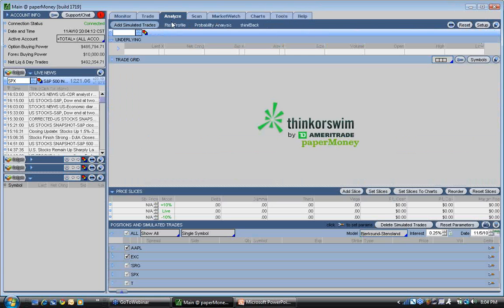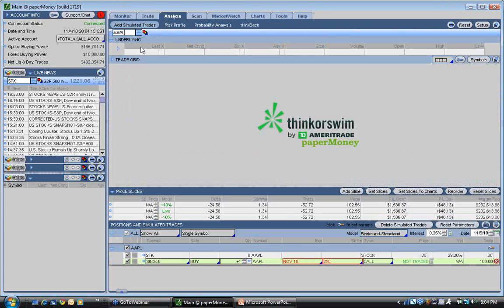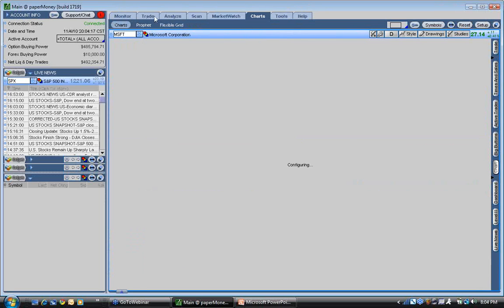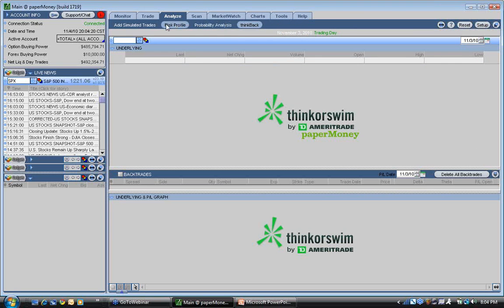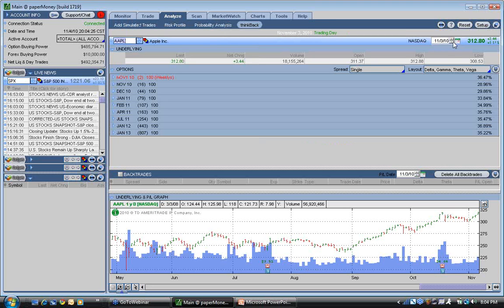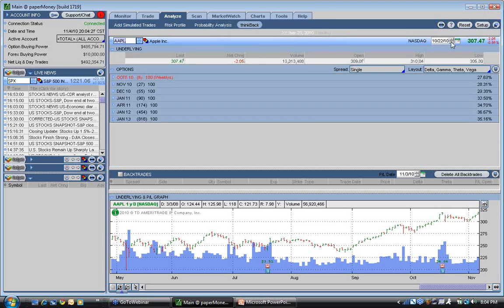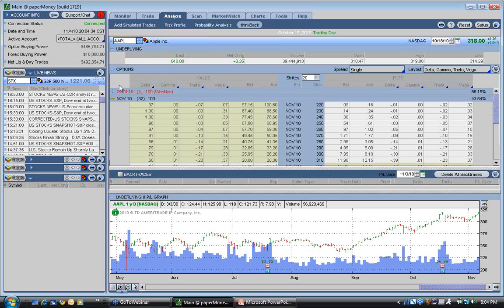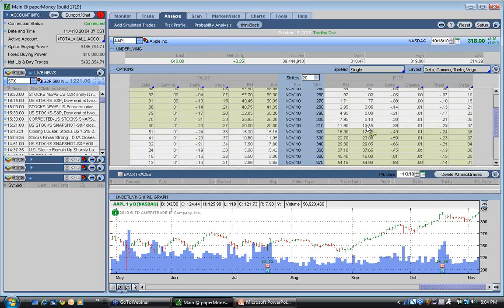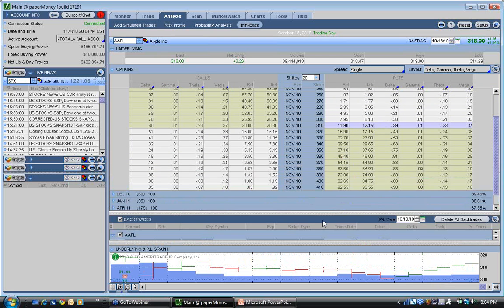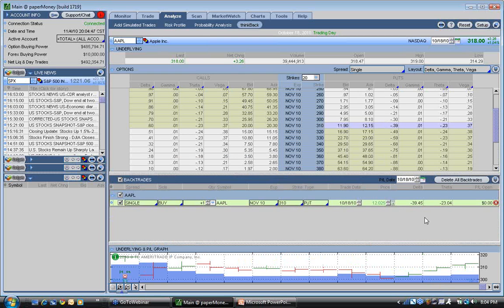So let's pull up Apple, and we can take a look at this. We'll go to Analyze, we'll go to Apple. Think back, again Apple, and let's go to the 18th. So here we are on the 18th, and let's say we didn't play the weekly. So we buy the put for $12.